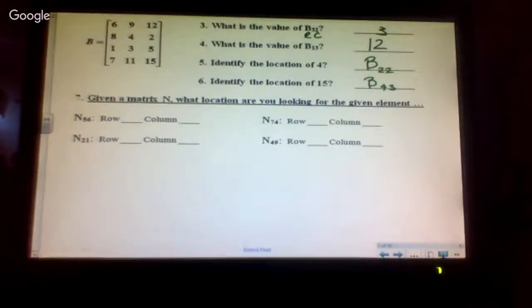The last part, given a matrix n, what location are you looking for the given element? If I have n sub 5, 3, that's row 5, column 3. 2, 1: row 2, column 1. 7, 4: row 7, column 4. 4, 9: row 4, column 9. That's my GPS. What, 49? Backwards. 94. It is 9, 4.